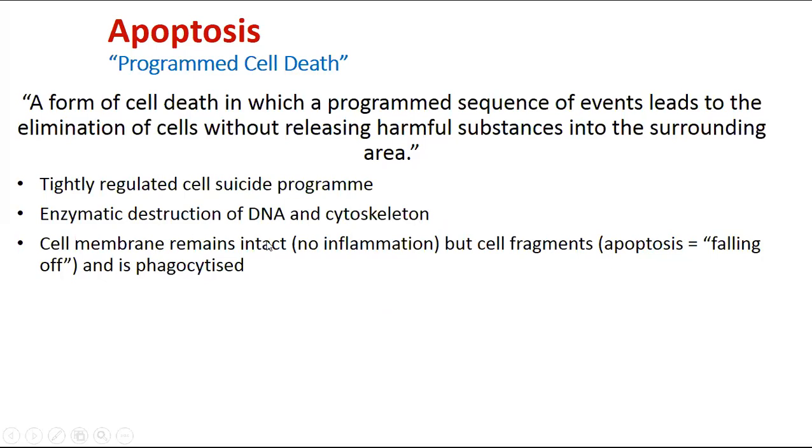But what happens is the cell membrane remains intact, the cell gets fragmented into small pieces, and that will be phagocytized, or eaten up, cleared by phagocytic cells. Phagocytic cells, I will talk about this in inflammation. They will eat up the dead components, cell fragments of the apoptotic cell. Examples are neutrophils and macrophages. These are phagocytic cells, which are in the tissue and in the blood.